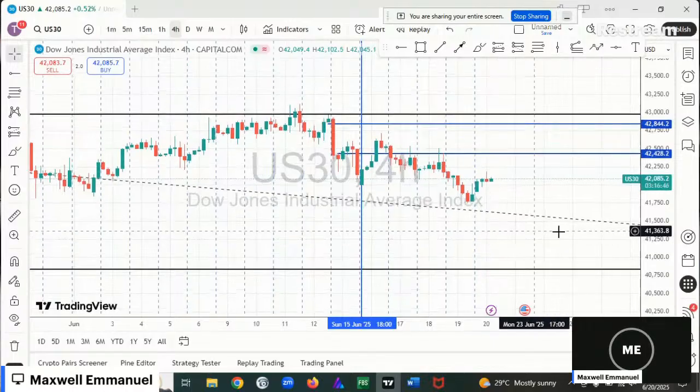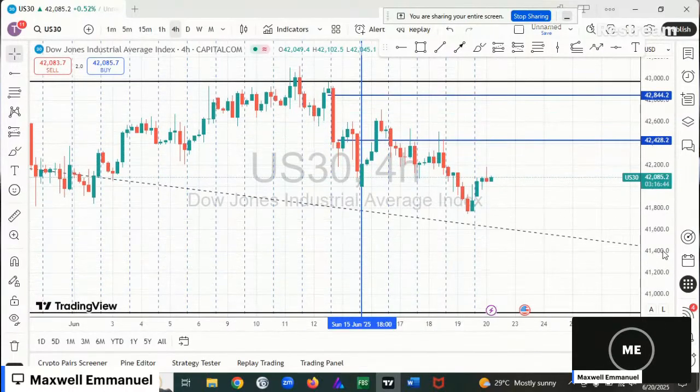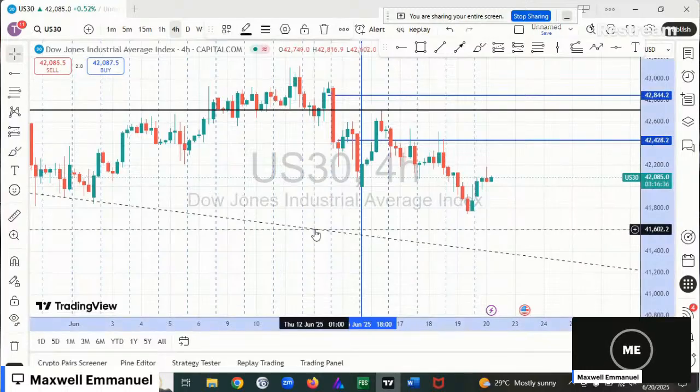What I see here is sell. As you can see on the chart, it's been selling since last week. So you might want to wait for a little retracement before you sell. So US 30 is sell. I see sell on US 30.